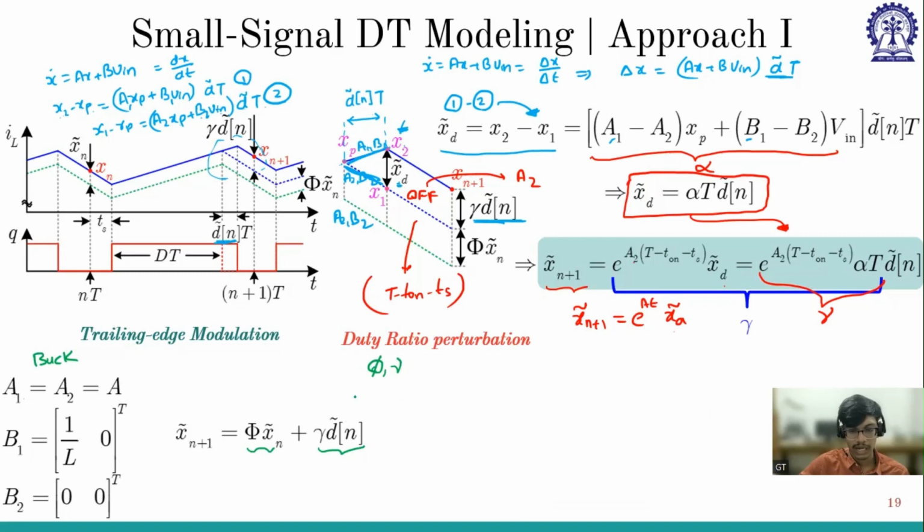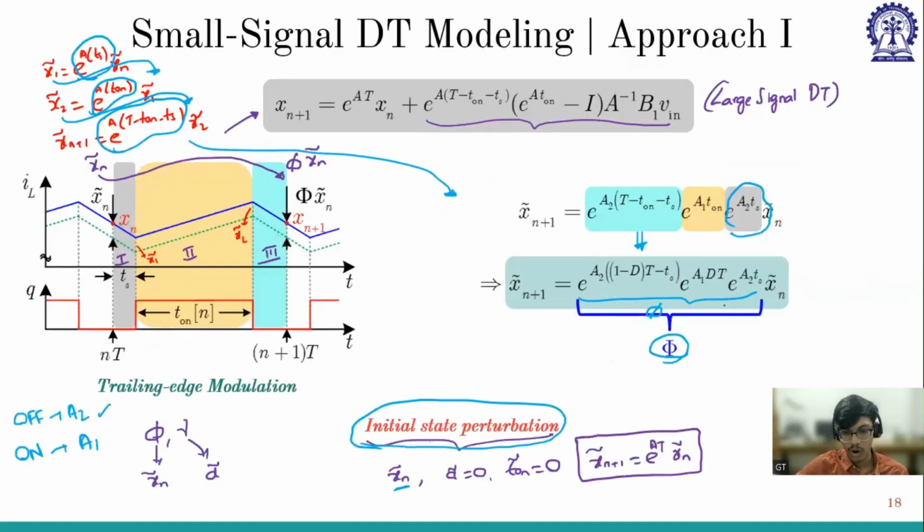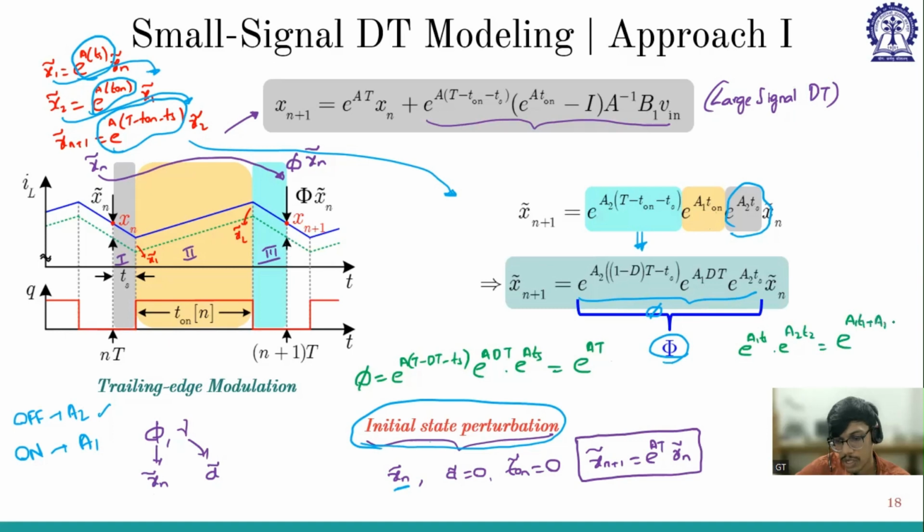So how do I get it? First I'll go to phi. Whatever phi I got, phi is this, right? In the buck converter, A2 is A1. So e to the power A into t minus dt minus ts into e to the power A into dt into e to the power A into ts, right? So this is my phi. If I multiply it, I'll get e to the power At. And one thing you have to remember: e to the power A1 t1 into e to the power A2 t2 is equal to e to the power A1 t1 plus A2 t2 only when A1 A2 is equal to A2 A1.